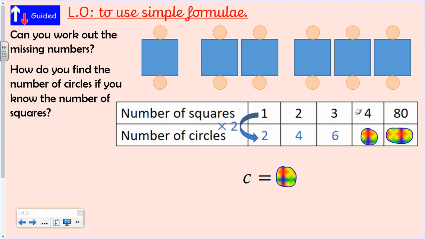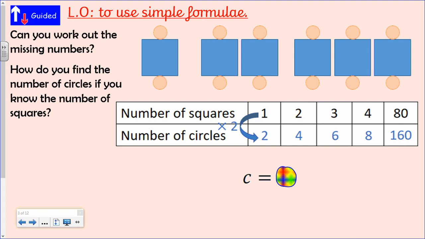Now we don't have a picture for this one, but hopefully you can work out that 4 times 2 is 8. And then lastly, we've got 80. Obviously, I don't expect you to draw out 80 squares and their circles. But if we had 80 squares and we double it, we get 160. Now, this is the formula bit.